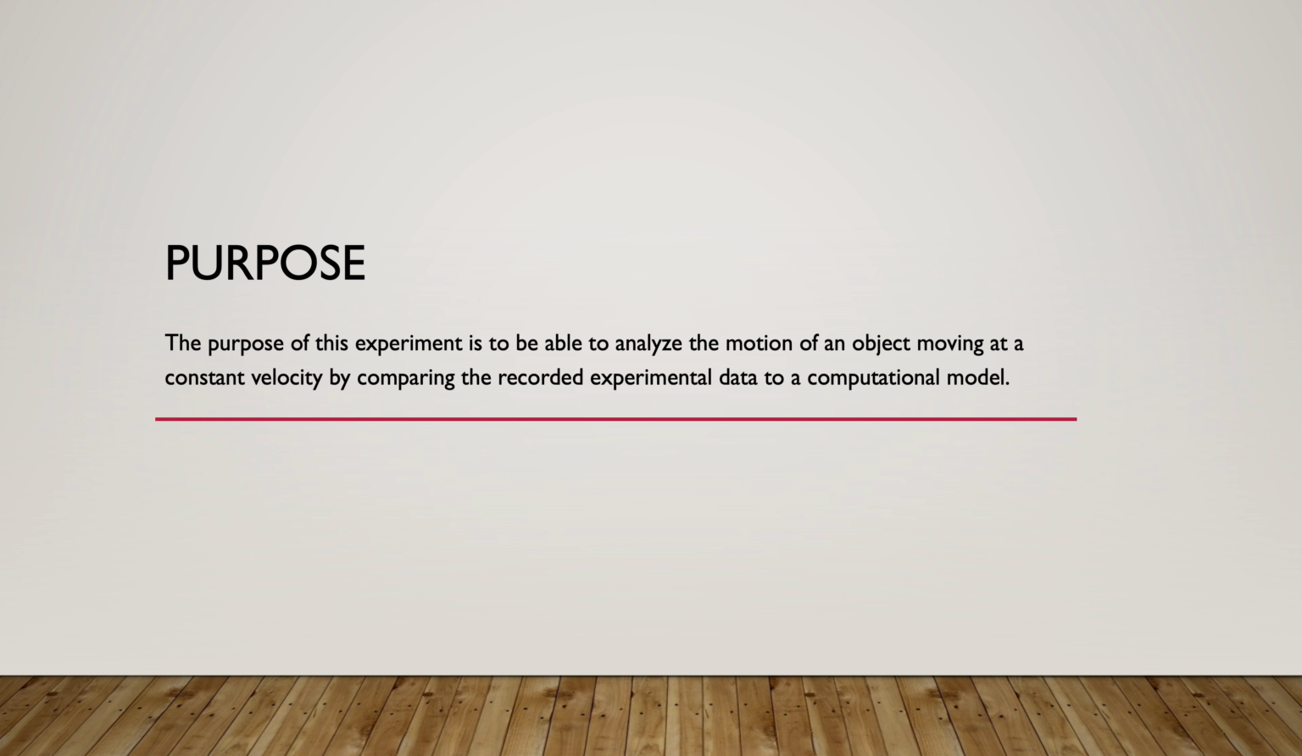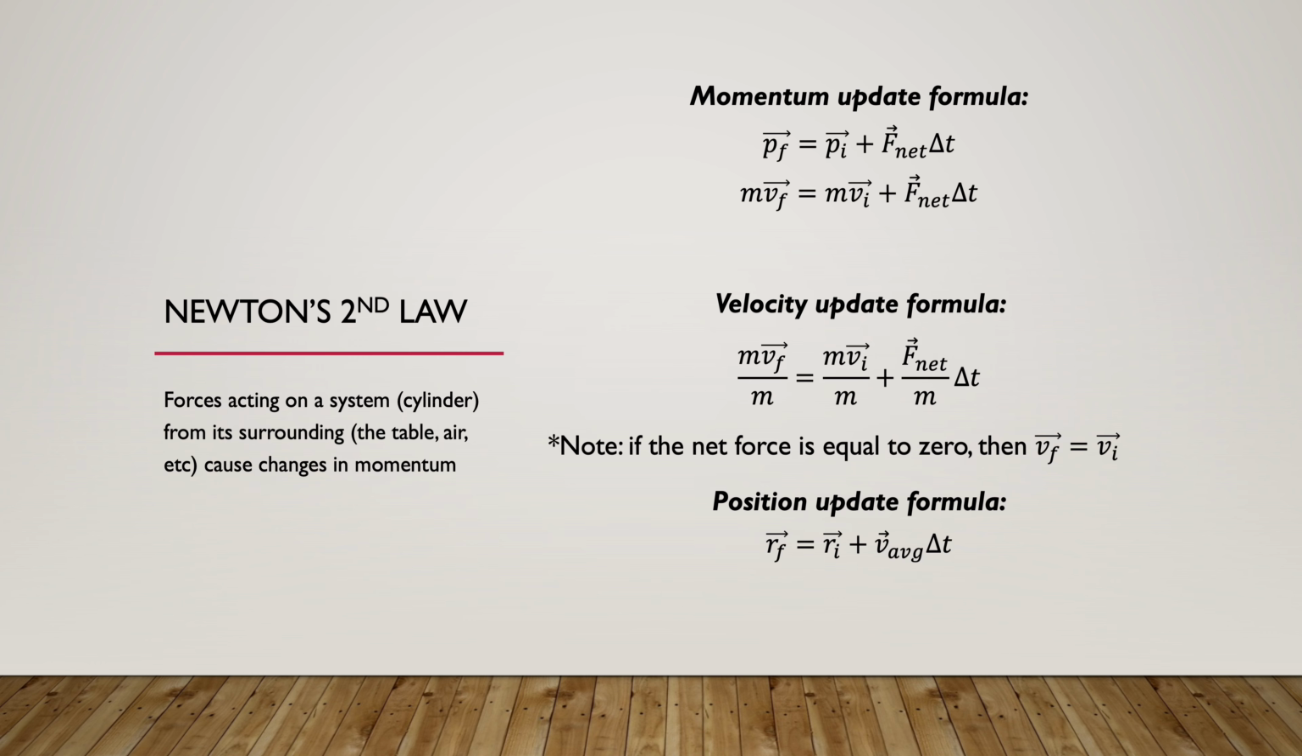I predict that the computational model should be a semi-accurate predictor of the object's true motion, as it does not account for every force that acts on the system. The main physics principle that is applicable to this experiment is Newton's second law, which states forces acting on a system from its surroundings cause changes in momentum.